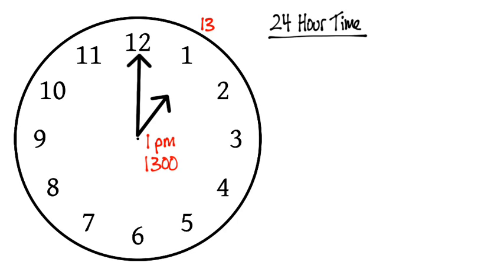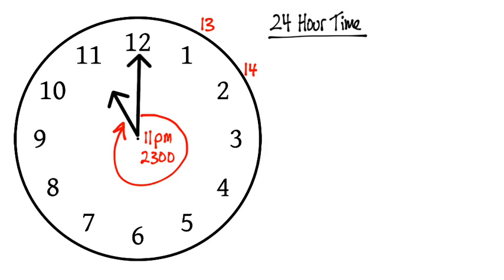So on the second lap of the hour hand, that is in the afternoon, the numbers just keep rolling. So after 1 PM becomes 2 PM or 1400. And if we work our way all around until we get to 11 PM, that would become 2300. And if I was to add the numbers around our clock face, that would kind of look like that.